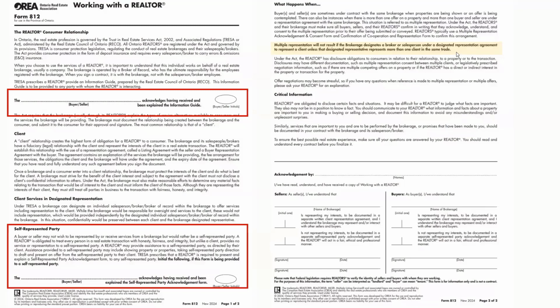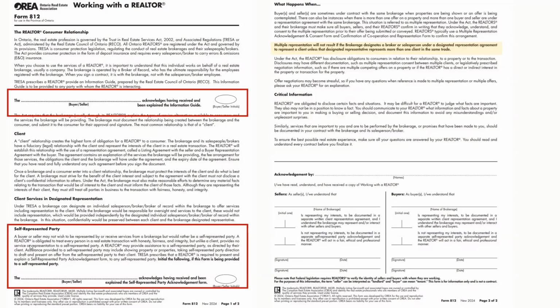So it's a little bit different. The buyer or the seller acknowledges having received and been explained the information guide. So that has to be initialed. So you've given them the guide. Okay, I want to be a client. Yes, I want to be a client. And boom, here's what it is to be working with a client. I've already received the guide and it has been explained. So you are required to explain that. Don't just give it to them. Not good enough. You've got to explain it to them.